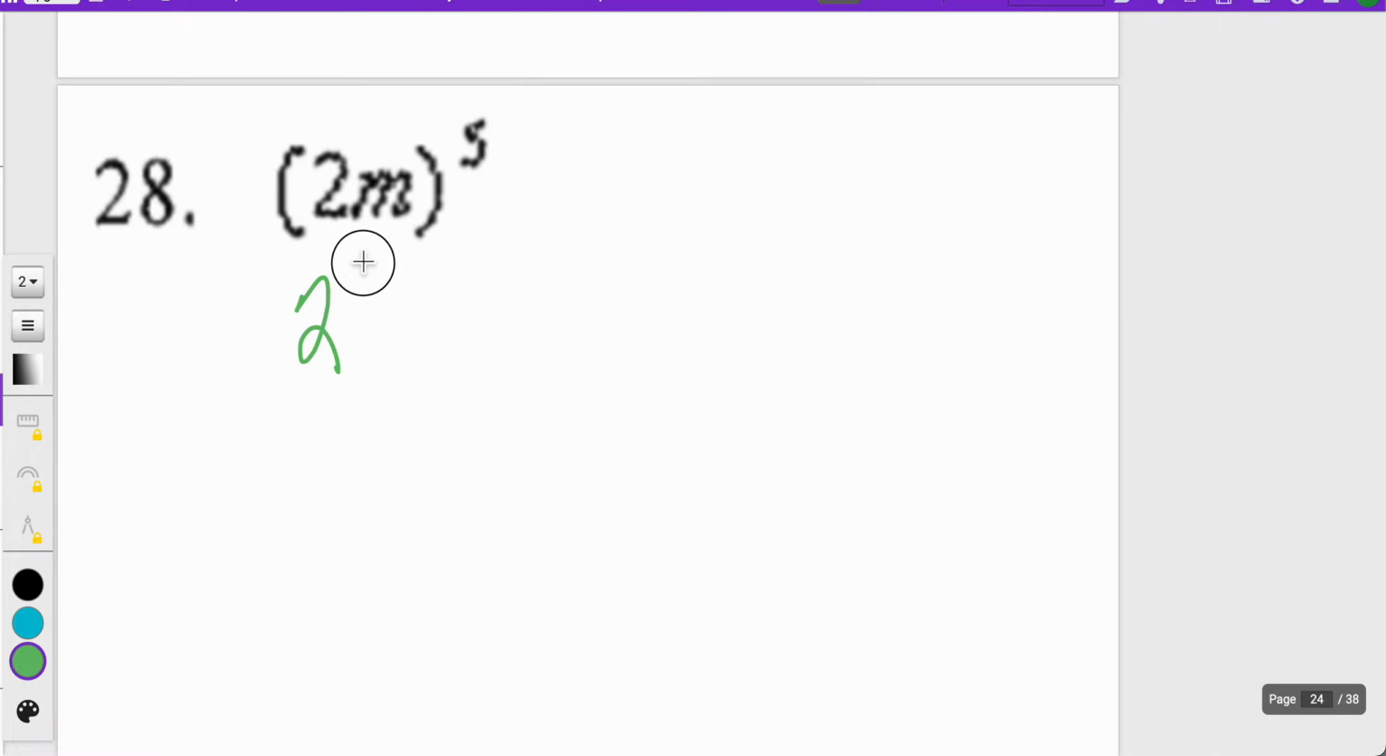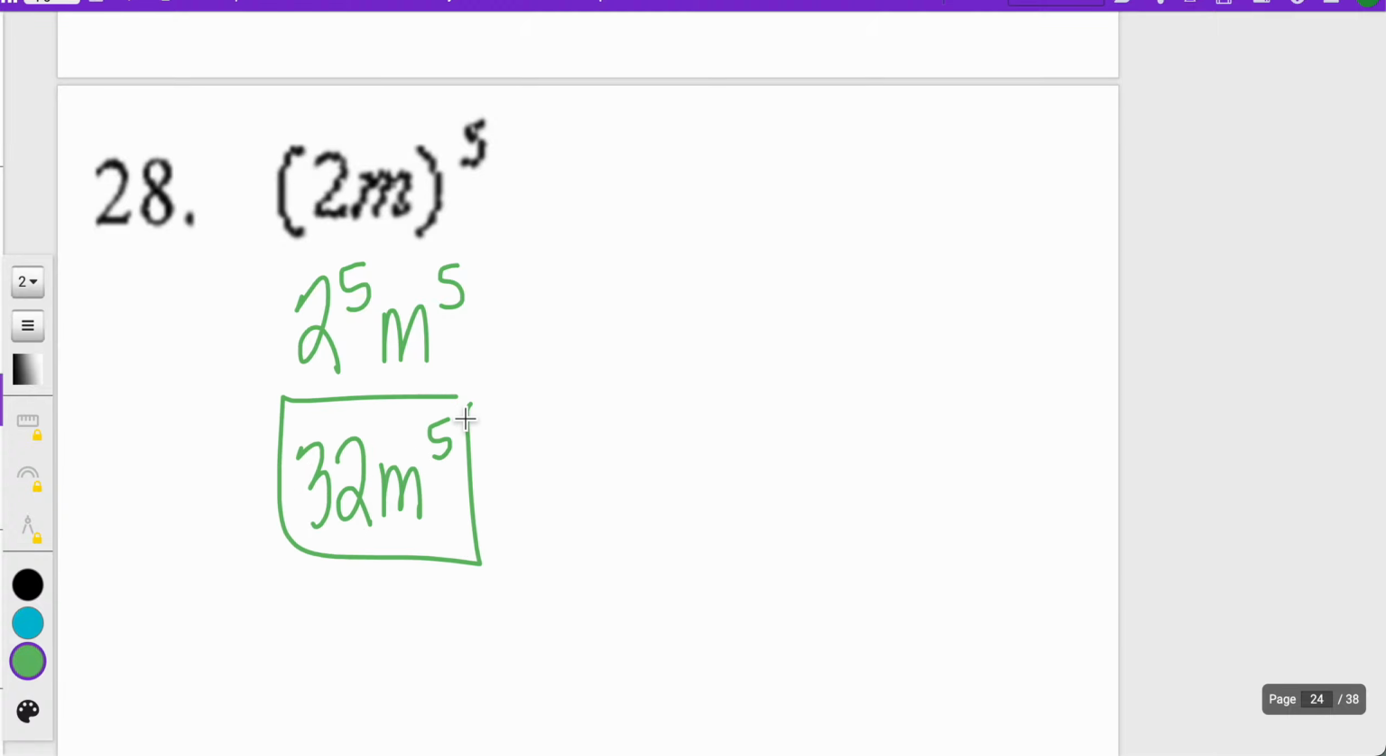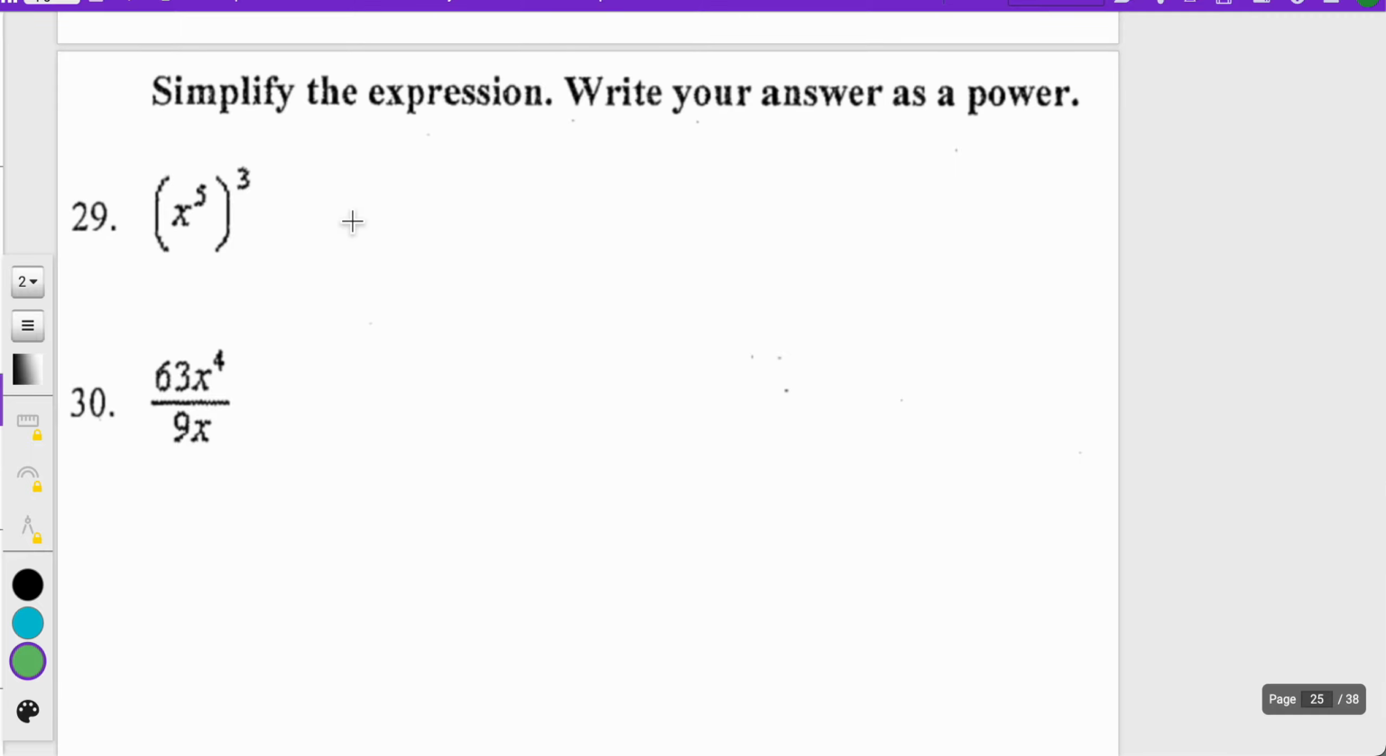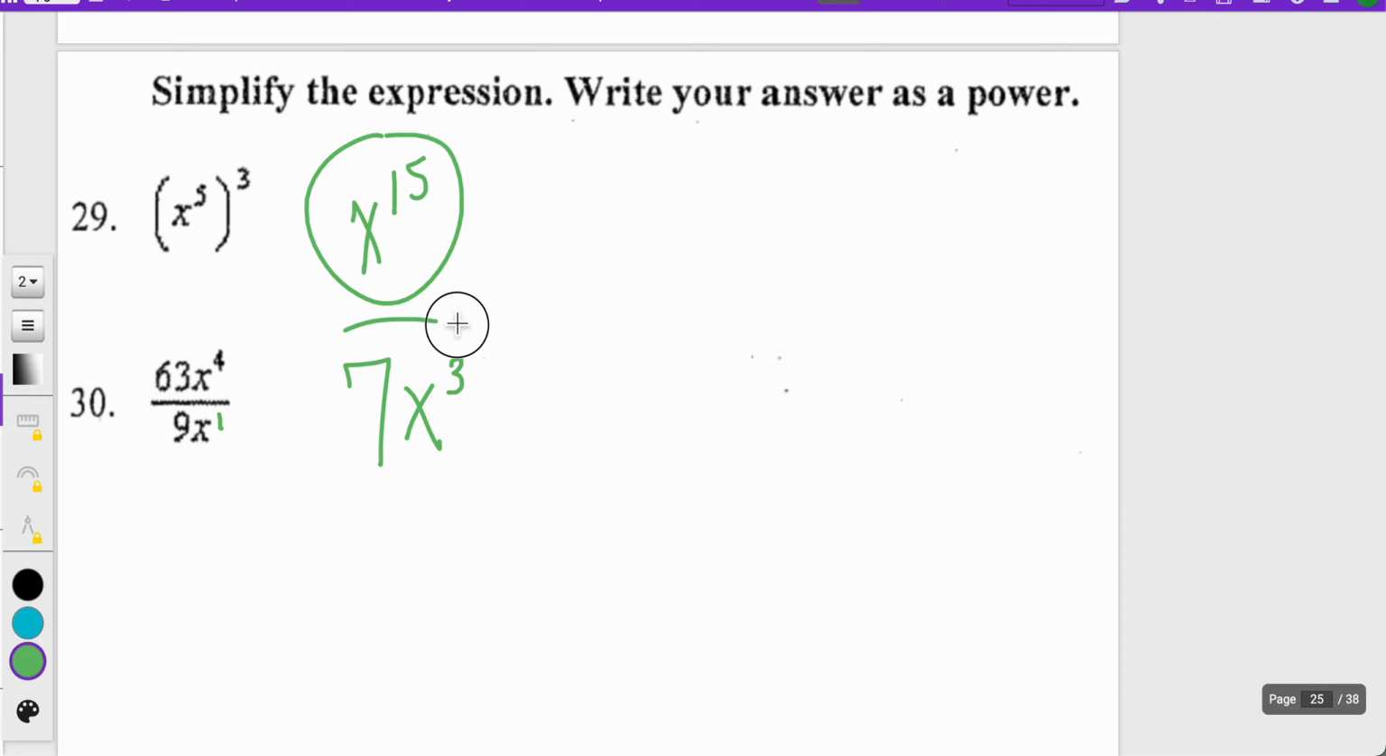Here, we're giving a 5 to everything inside the parentheses. 2 to the 5th power is 32, m to the 5th. x to the 15th is x to the 5th, and then 63 divided by 9 is 7. x to the 4th minus x to the 1st is x to the 3rd.